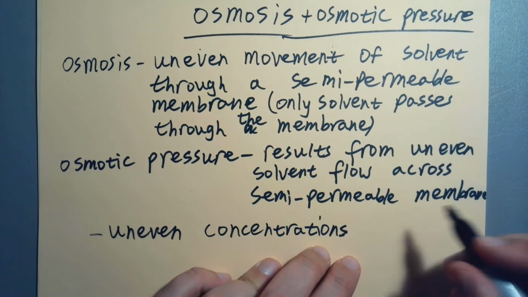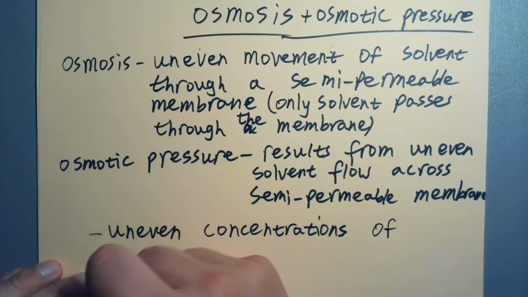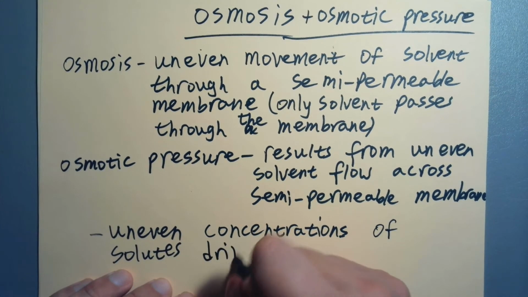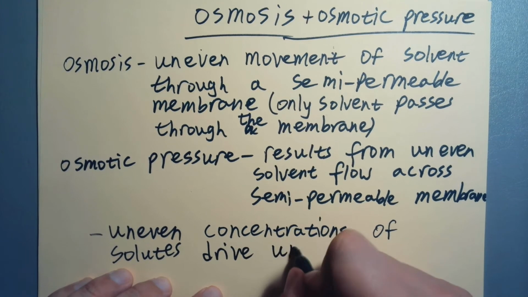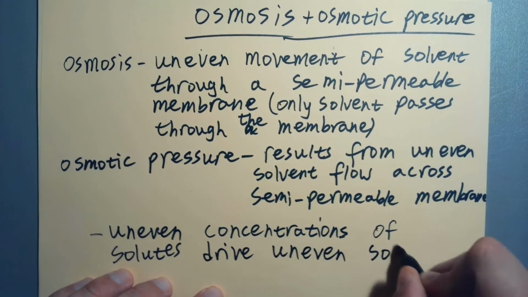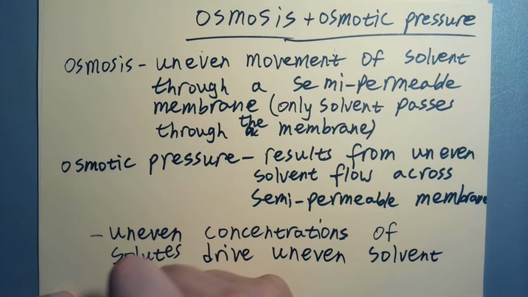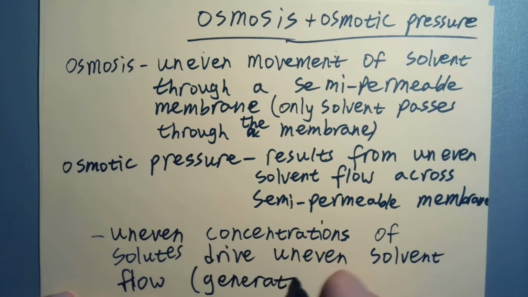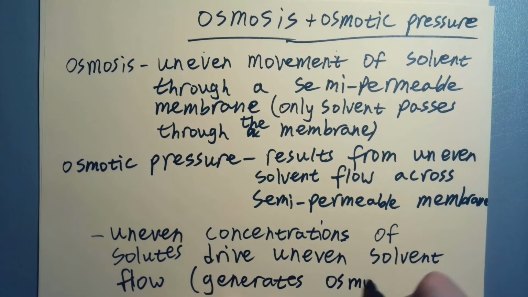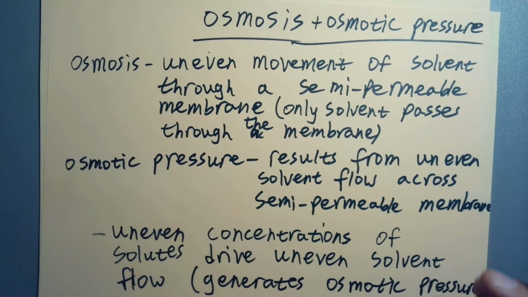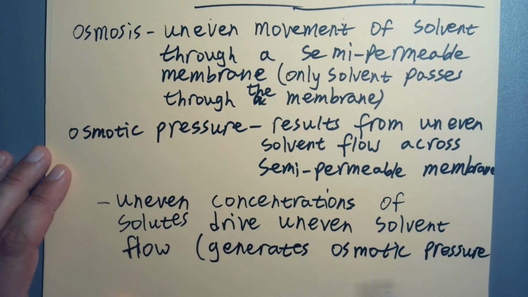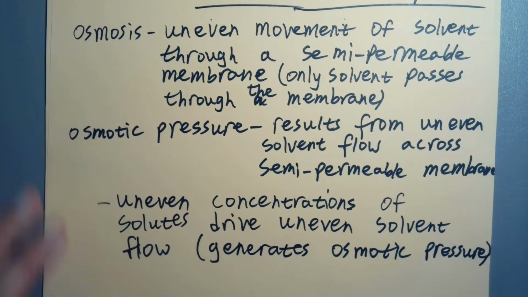So, uneven concentrations of solutes drive this uneven solvent flow. And so they generate osmotic pressure. So if both sides have equal amounts of solutes, there's no osmosis occurring, there's no uneven flow, there's no osmotic pressure. That's what we're saying here.